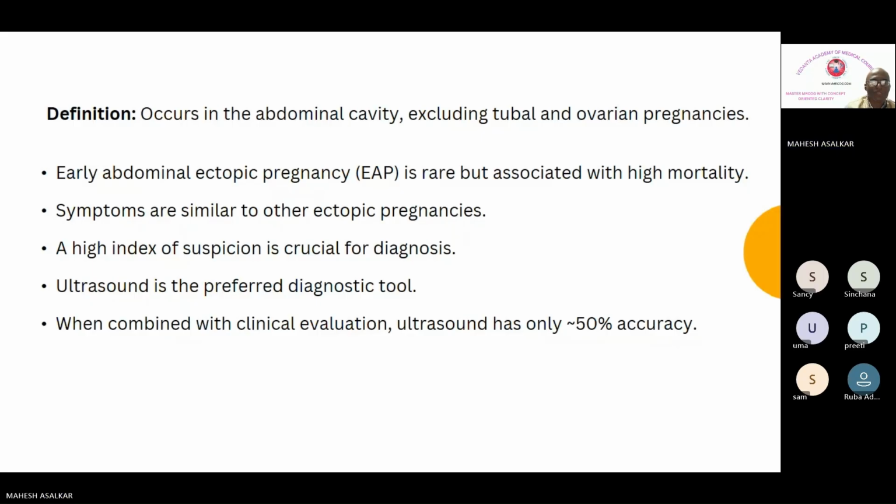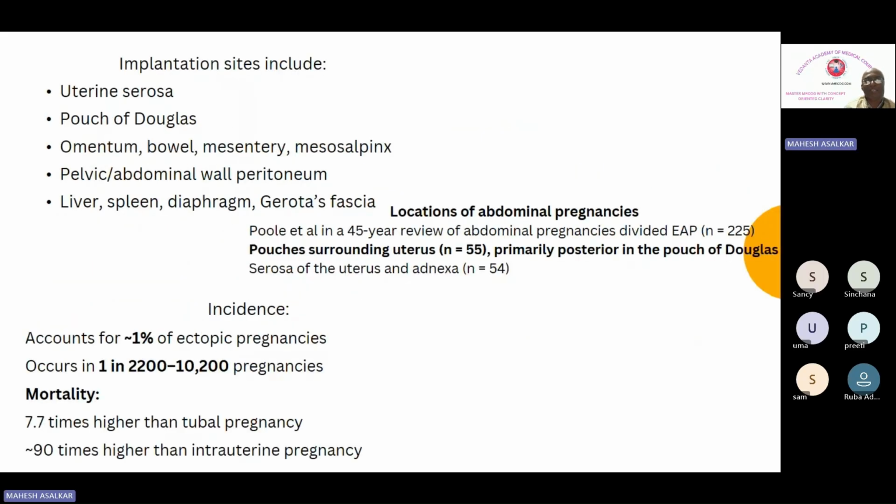Now, implantation sites. Up till now they have not asked about this, but the implantation sites mentioned are the uterine serosa, pouch of Douglas, omentum, bowel, mesentery, mesosalpinx, pelvic and abdominal wall peritoneum, liver, spleen, diaphragm, and Gerota's fascia. These are the sites which they have mentioned. But if they ask for the common site, then what to choose? Whether it is uterine serosa or pouch of Douglas, there is really a confusion between the two.